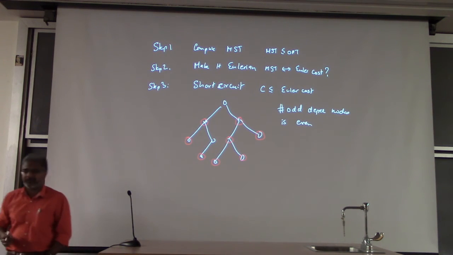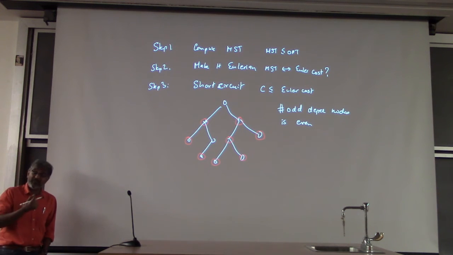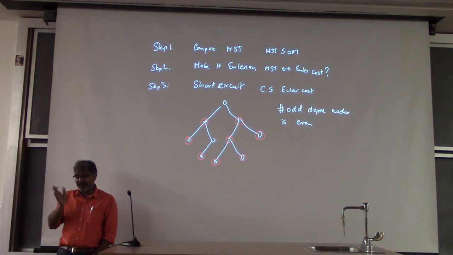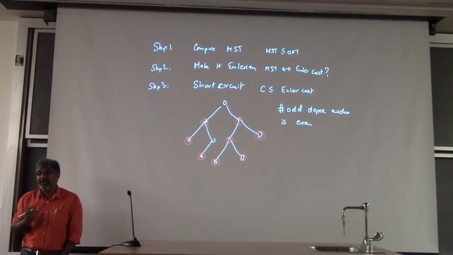So why is this important? It's important if you think back to the characterization of an Eulerian graph. A graph is Eulerian if and only if all vertices have an even degree. Because then if all vertices have even degree, whenever you go in, you can come out essentially. So you can traverse all the edges in the graph. But here, in our spanning tree, we have odd degree nodes. We are not Eulerian.